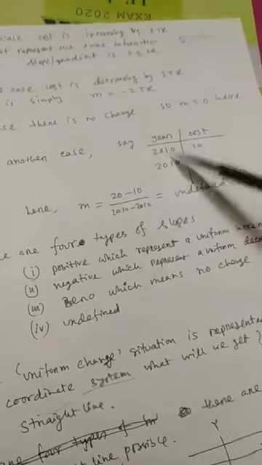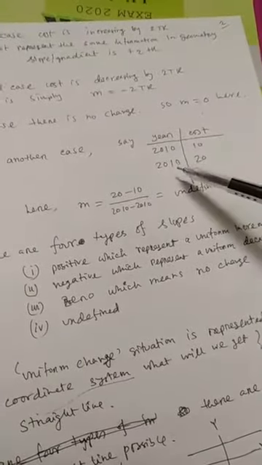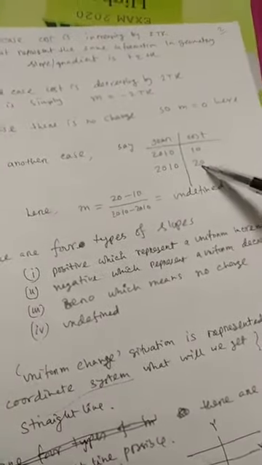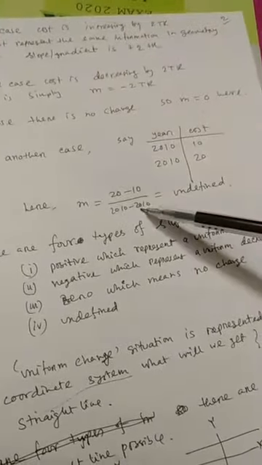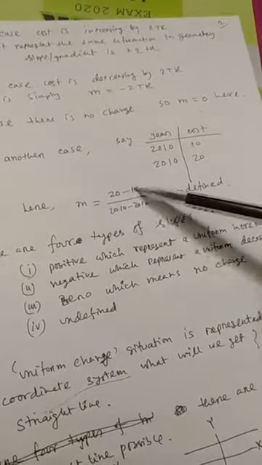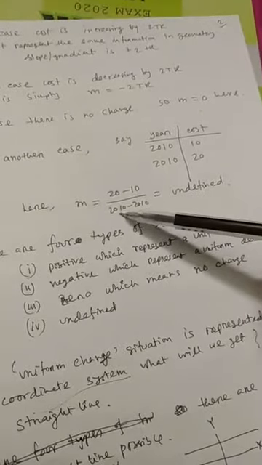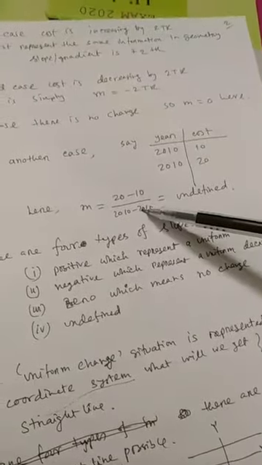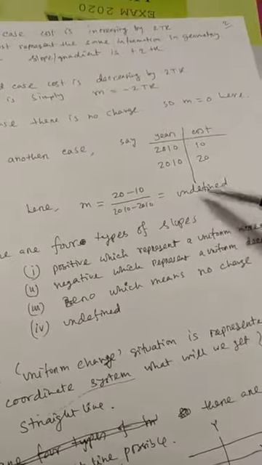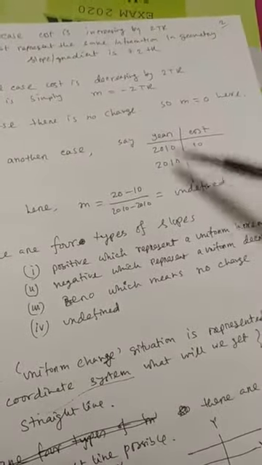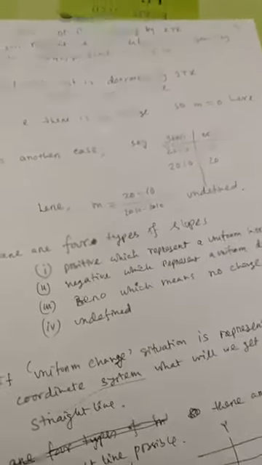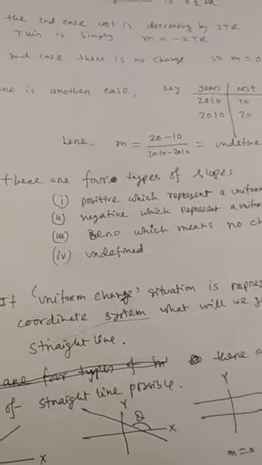Say in 2010 cost is 10 taka, and in the same year 2010 cost increased by another 10 taka, so there is 20 taka. Now if you apply the formula, you will get 20 minus 10 divided by 2010 minus 2010, which is 10 divided by 0, which is undefined. So this is the absurd situation. The slope is undefined. So there are four possible types of slopes.